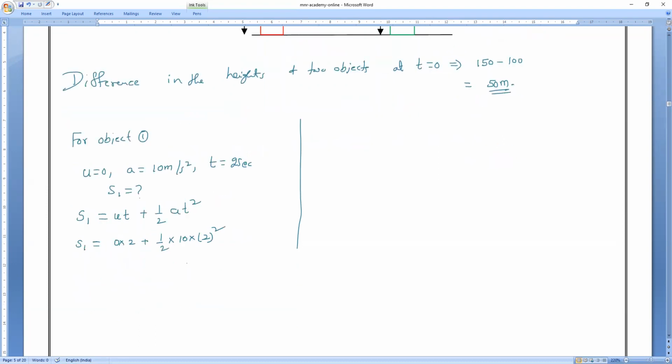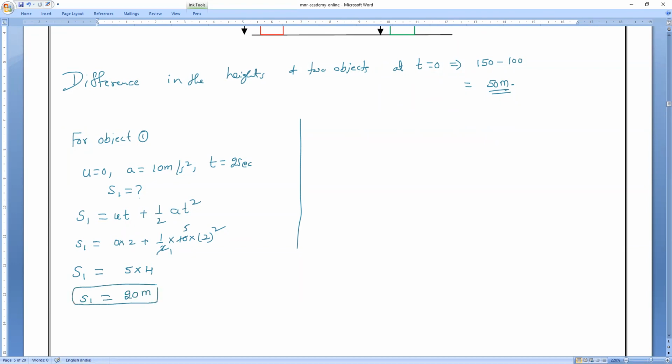So what is the distance traveled by the body? Everybody? So S1 is equal to 0, and directly I'll write: 2 ones are 2, 5 twos are... So 5 into how much, guys? 5 into 2 square, which is 4. So S1 is equal to how much, guys? Everyone, please respond. 20 meters.